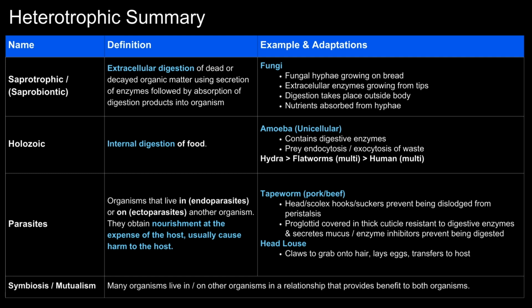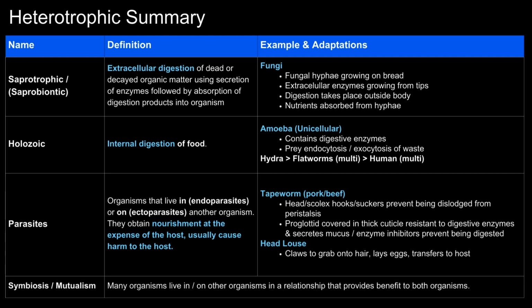Then we have parasites. They essentially obtain nourishment, often at the expense of the host, and they usually cause harm to the host. We looked at the tapeworm, and they have lots of adaptations, such as the head, the hooks, the suckers, the proglottids. We looked at the life cycle of a tapeworm, so how it gets into the human small intestine. The head louse was another parasite we looked at.